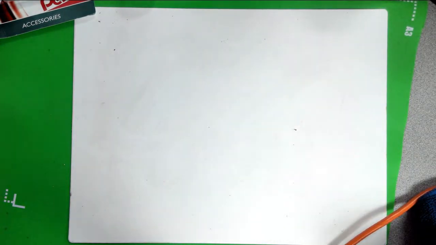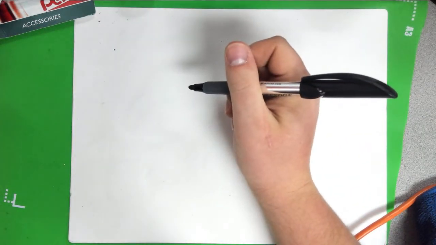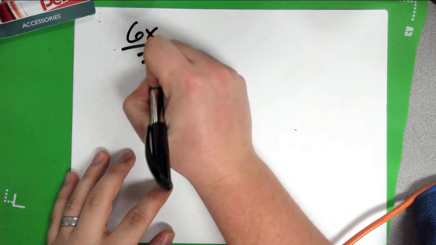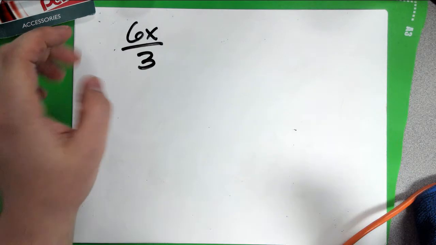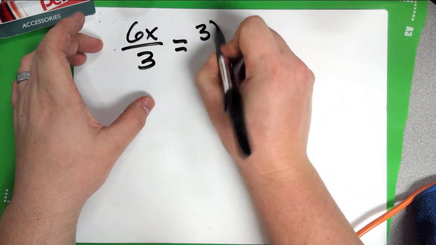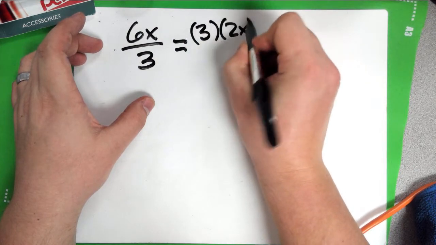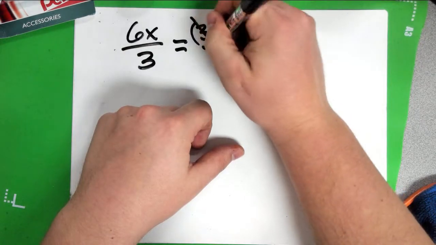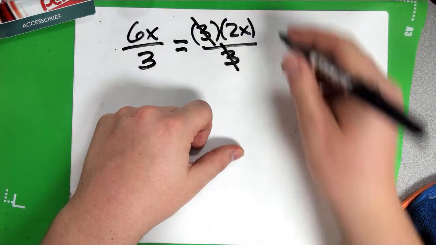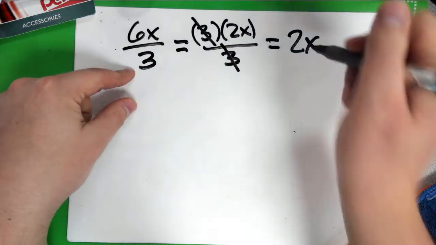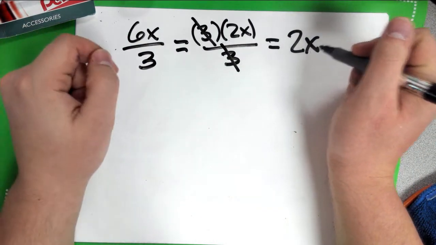Now let's look at an example with a monomial. So it's not just numbers now, let's throw in some more complicated aspects. Let's do 6x divided by 3. Well, 6x can break up into 3 times 2x. So if I have a 3 and a 3, what's left? 2x. So 6x divided by 3 is 2x. Okay, let's do another example.